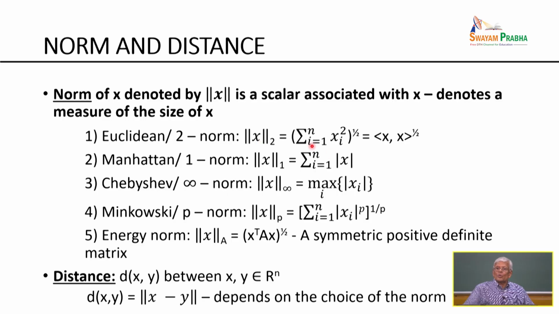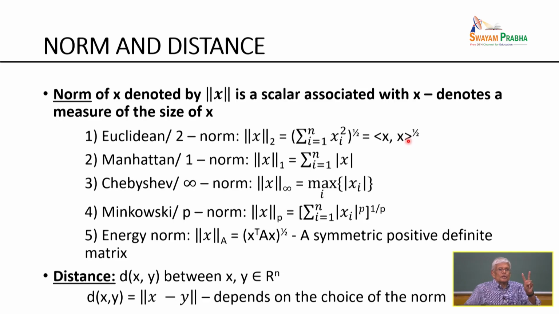One is called the Euclidean or 2 norm, denoted by the subscript 2. And what is that? That comes from the Pythagorean theorem. It's the square root of the sum of the squares. We all should know that. And what is that? That is essentially the square root of the inner product of the vector with itself. That's called the 2 norm, the Euclidean norm.